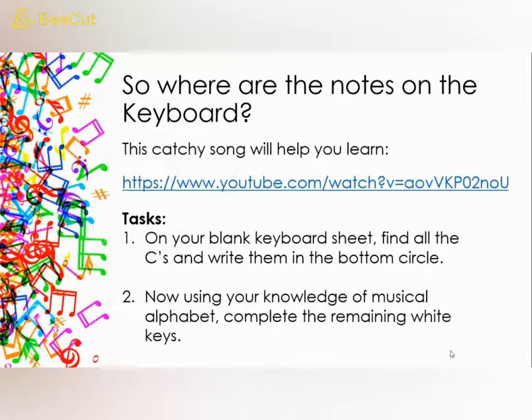Okay, now using your knowledge of the musical alphabet, complete the remaining white keys. Fill in the gaps. Remember, you are just going up the alphabet, except when you go to G and you repeat again from A. If you need to rewind this video to watch again where the notes were from the video of me playing it, then do so and try to remember where they are. So again, pause the video, and once you've got all the white keys written on, you can then press play again.